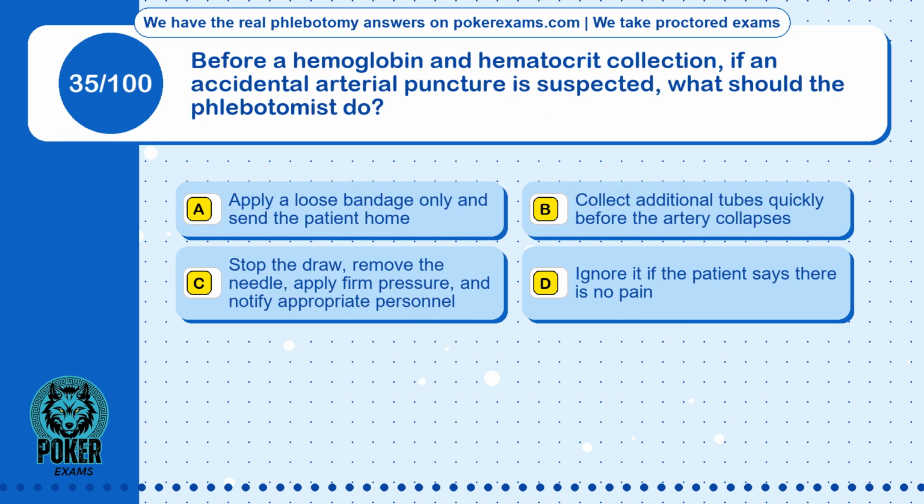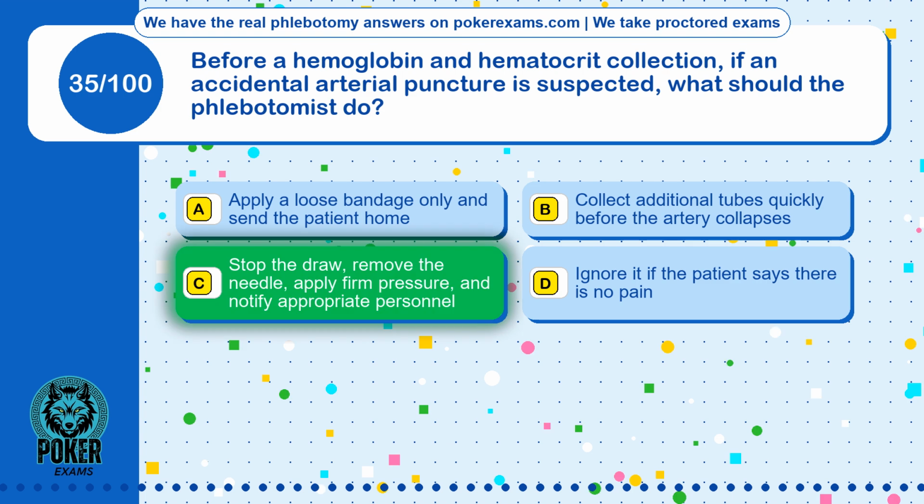Question 35. Before a hemoglobin and hematocrit collection, if an accidental arterial puncture is suspected, what should the phlebotomist do? Option A. Apply a loose bandage only and send the patient home. Option B. Collect additional tubes quickly before the artery collapses. Option C. Stop the draw, remove the needle, apply firm pressure, and notify appropriate personnel. Option D. Ignore it if the patient says there is no pain.